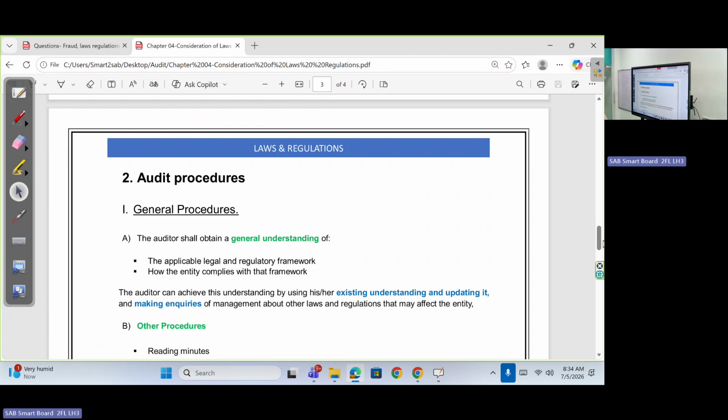Other procedures: board meetings, presentations, discussions. Likewise, you have to do certain audit procedures. Through that, if you identify specific non-compliances, then you have to do specific audit procedures. Those specific audit procedures I have given if you suspect or identify any non-compliance case.